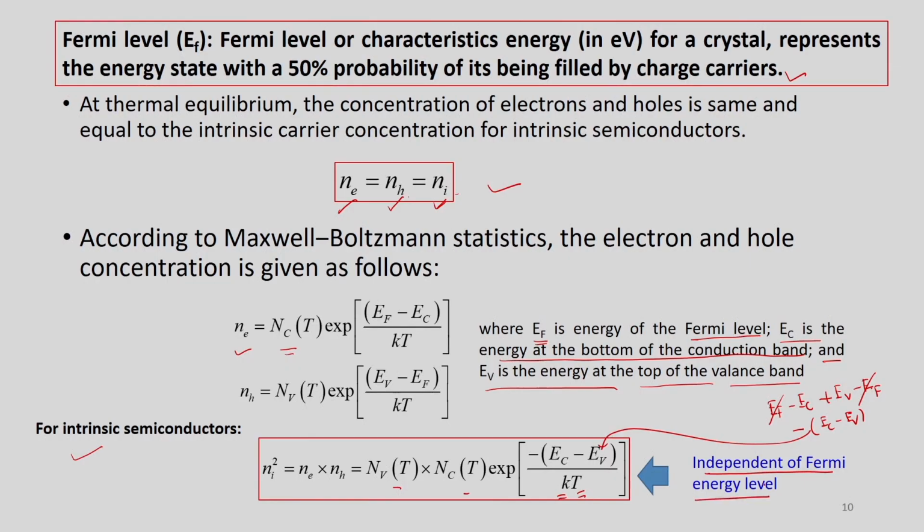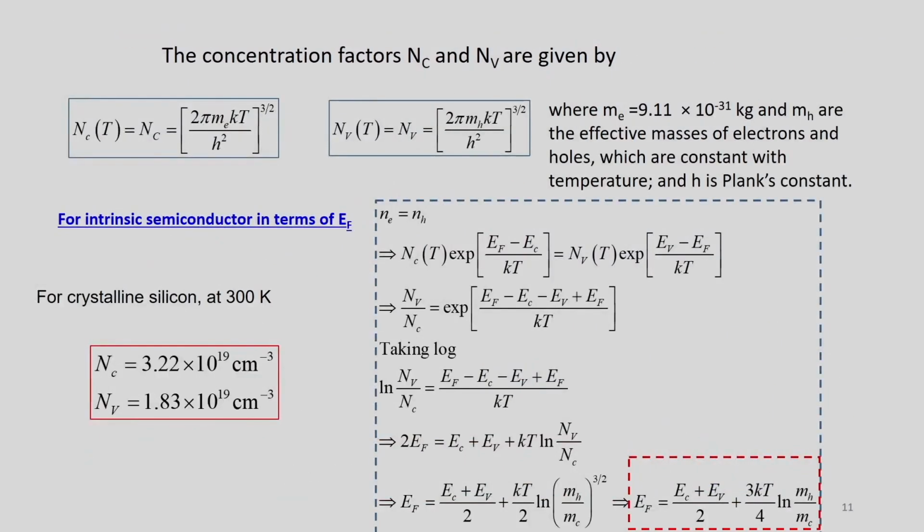Okay. If I am interested to express it in terms of the Fermi energy level, of course, we can do it. So, how can we do it? Let us see in the next slide. So, we know these concentration factors Nc and Nv are given by something like this. Okay. So, Me and Mh are the effective masses of electrons and holes respectively. Okay. And these are constants. k is a constant. Okay. So, h is also a constant, then we have T, the temperature. So, it will vary with the temperature, right.